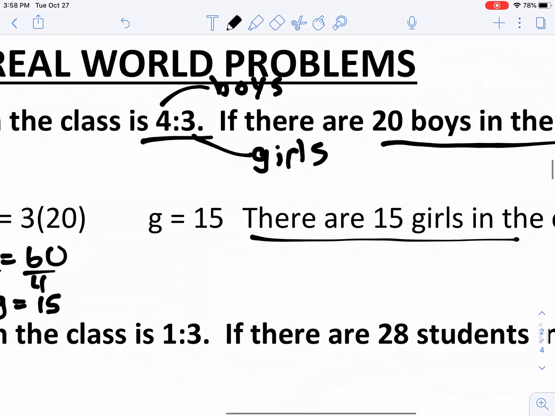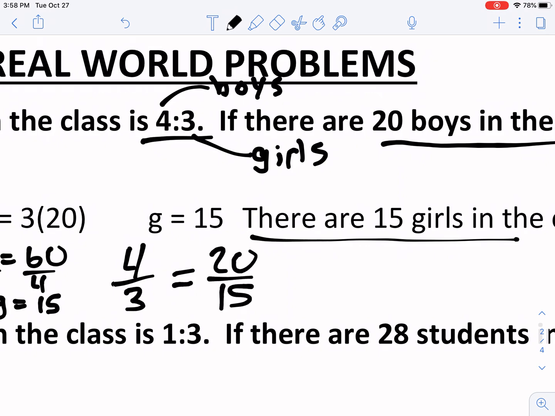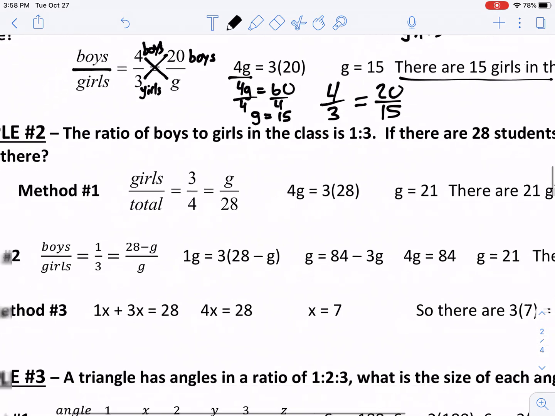Well, that makes sense, okay? 4 over 3 is equivalent to 20 over 15. So for every 4 boys, there were 3 girls. In other words, if there's 20 boys in class, there's 15 girls in class, okay? So that's one example that we can apply that to.